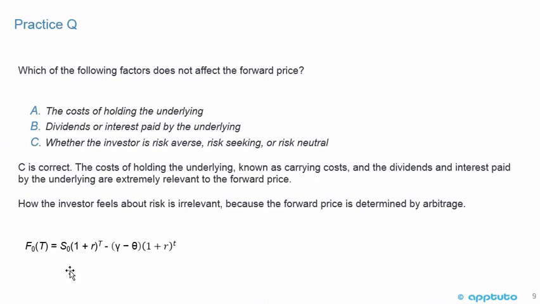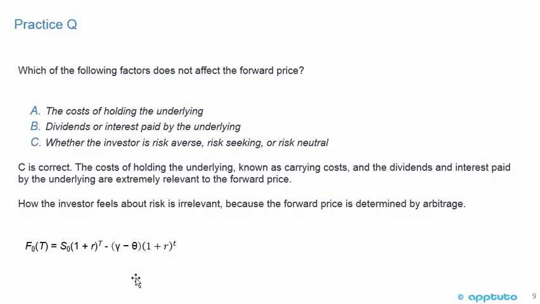The correct answer is C. So we can see here that A, the cost of holding the underlying, is important to a forward price. And of course, we just went through the example of the dividends, and that's why I did it, because if you walk through an example and you understand the math, you would know B definitely does affect the forward price. So C, we're looking for the false here, it does not affect.